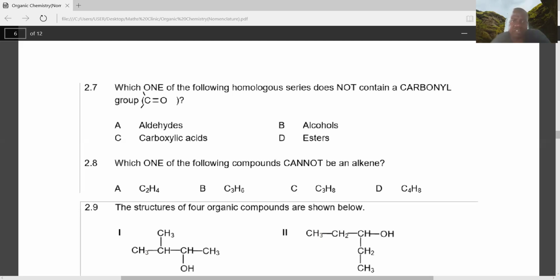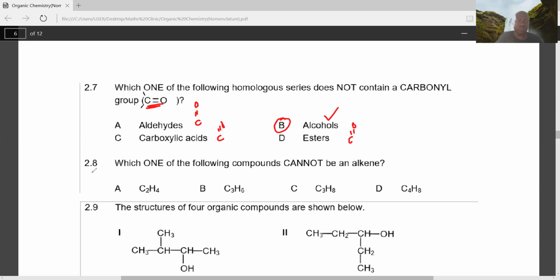Right, 2.7. It says, which one of the following homologous series does not contain a carbonyl group? Obviously, the answer is an alcohol. Because an aldehyde has a carbonyl group, a carboxylic acid has a carbonyl group, even an ester has a carbonyl group. So the answer is an alcohol, it's B.